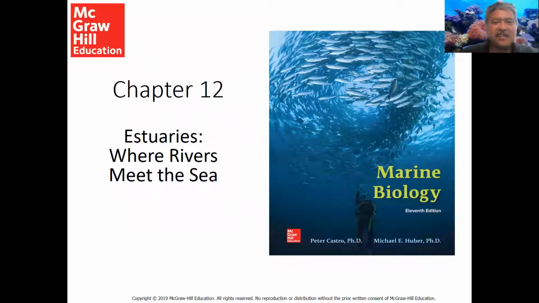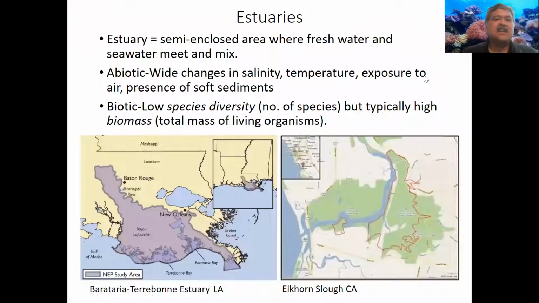Today we'll be taking a look at estuaries. All righty. Now, what is an estuary? An estuary is a semi-enclosed area where fresh water and seawater meet and mix. So this happens at the ends of rivers as they empty out into the ocean typically. And the tides are going in and out of this estuary region.